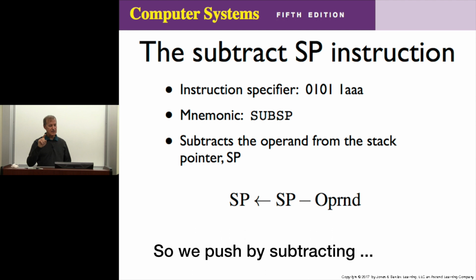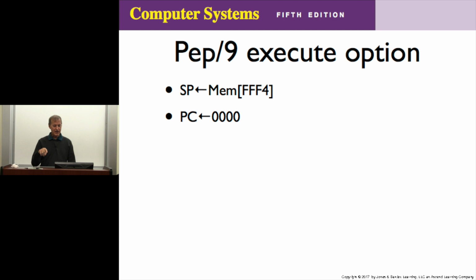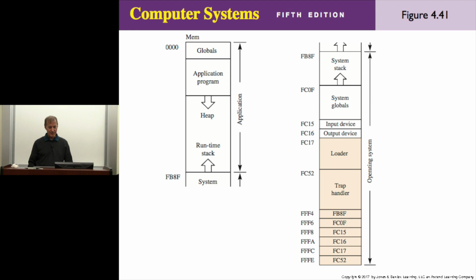And now here's the question. How does the stack pointer get initialized when you first run a program? So here we have the Pep9 execution option. Whenever you're in Pep9 and you click execute, SP gets Mem[FFF4], and then the program counter gets 0000. Now, first of all, why does the program counter get 0000? Because that's where the instructions are loaded. But how does the stack pointer get initialized? What is at this Mem[FFF4]?